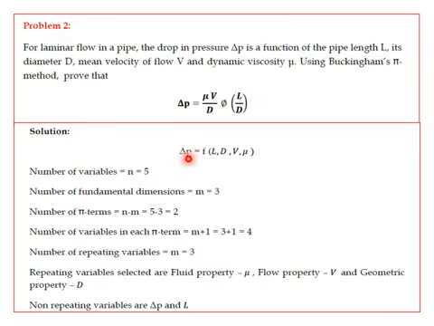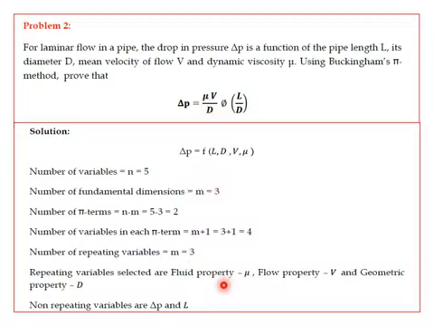So here in this case, delta p, the pressure drop, is a function of length, diameter, velocity and mu. So the number of variables involved is 1, 2, 3, 4, 5. The number of fundamental dimensions, because in this case we have M, L and T, so m is equal to 3. So the number of pi terms is n minus m, so that is 2. The number of variables in each of the pi terms is m plus 1, so 3 plus 1 is 4. The number of repeating variables is equal to m, so 3.